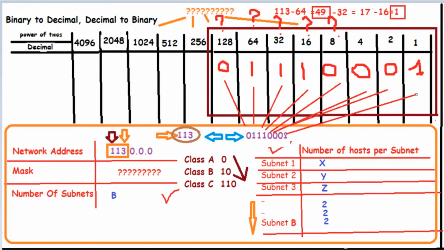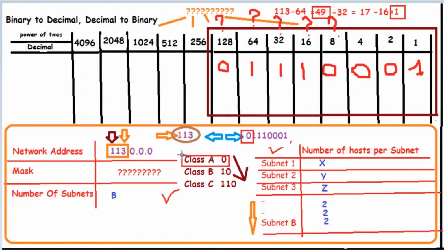And because we forgot the range of classes, now we can see that it starts with a 0, making it class A. Therefore, the default mask is 255.0.0.0, which is the same as /8. And we save the day.